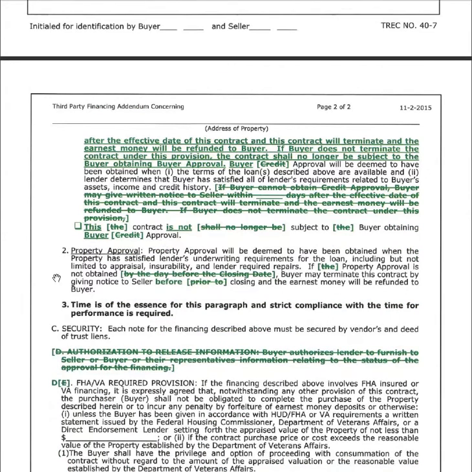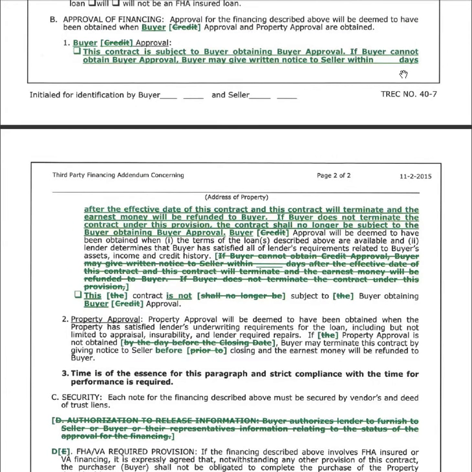This is something that did not change but was moved into this section, the property approval. Remember, guys, if the property does not approve for the loan, meaning you can't get insurance on it or the appraisal comes back too low, this section is not tied to the time constraint from here. This is completely separate. It could happen the day of closing. If the property does not approve, then the deal is over and the buyer gets their earnest money back.